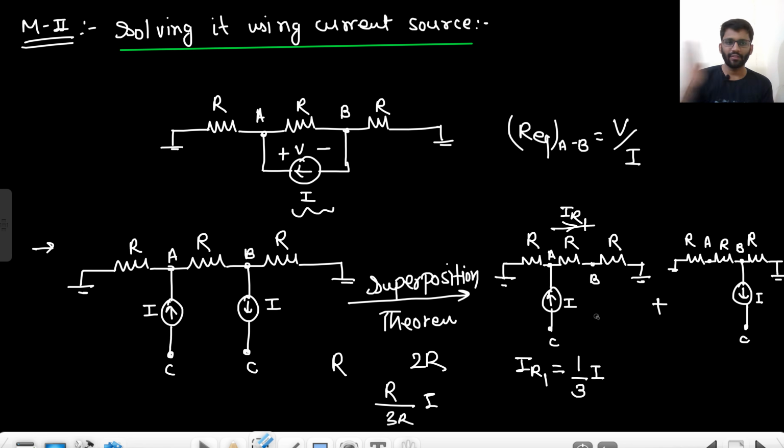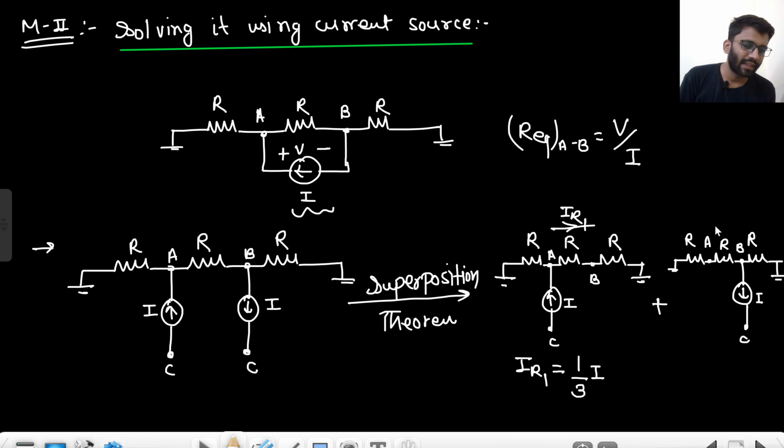Here we have 2R resistance, here we have R. Higher the resistance, lesser the current. So we have to divide it in inverse proportion. So R upon 3R into I, right? So 1 by 3 ampere.